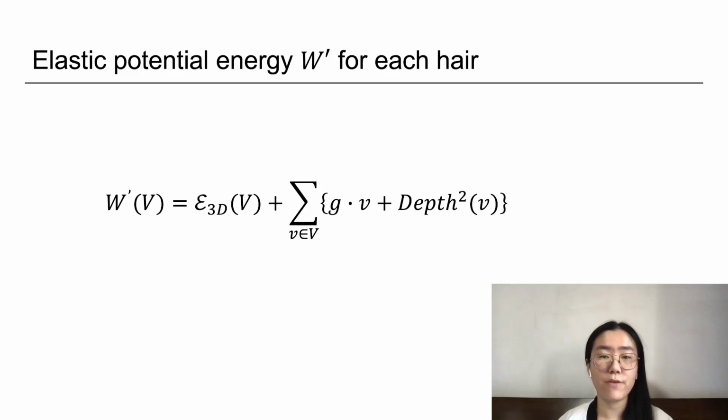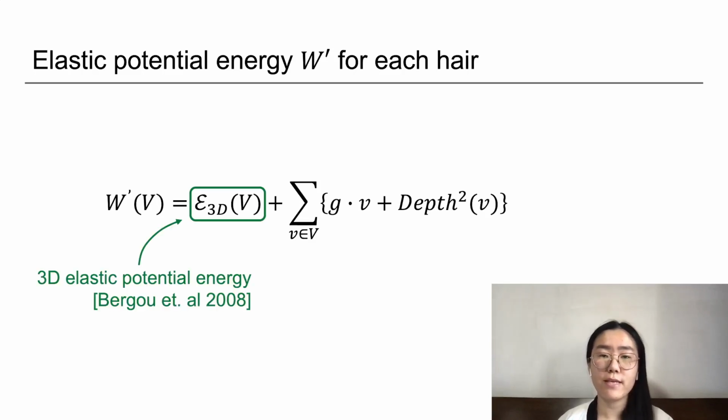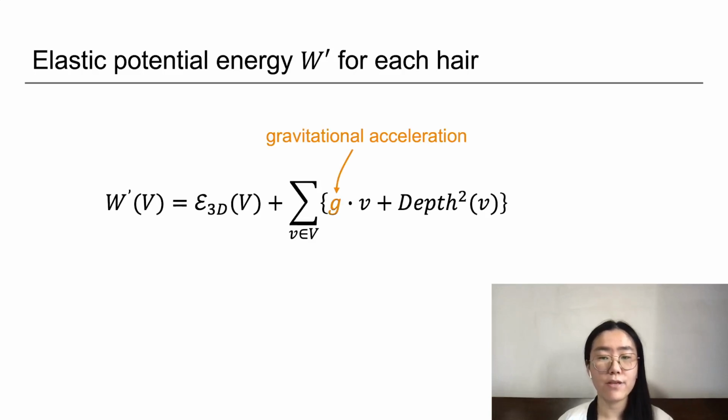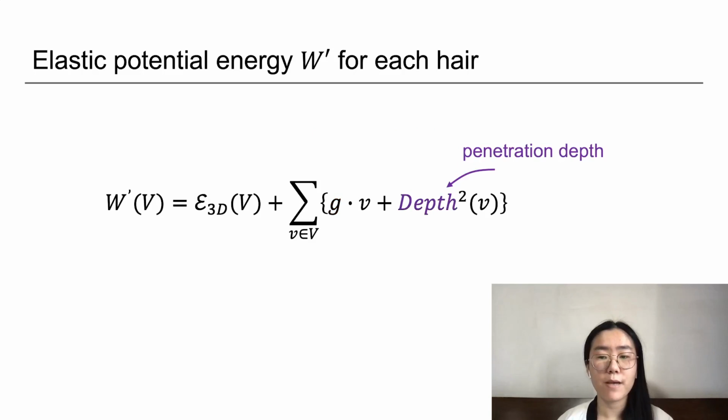Then the other energy of our method is elastic potential energy. W prime is named for a single hair's energy. It also contains two parts. 3D elastic potential energy computes the hair strand's stretching and bending energy, which means this kind of energy is only with a straight rest configuration. Then we also add the gravity and penetration depth from the head to our elastic potential energy.